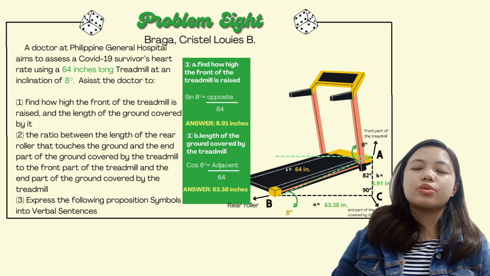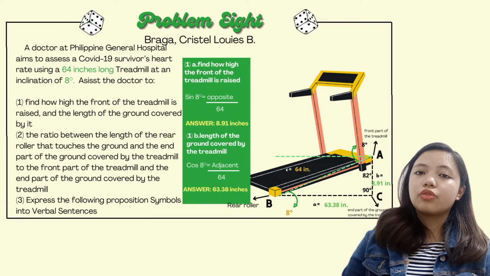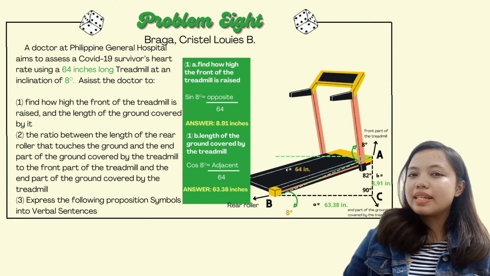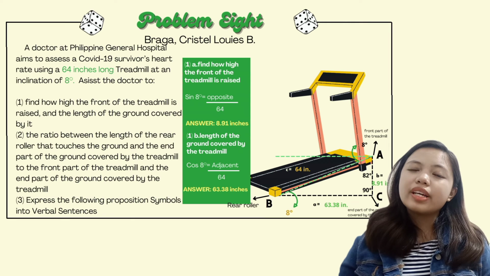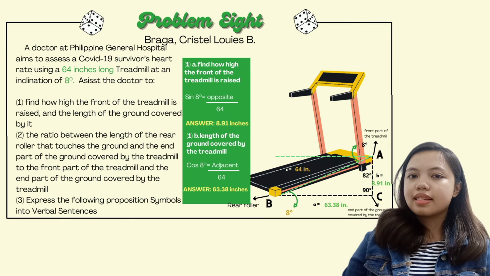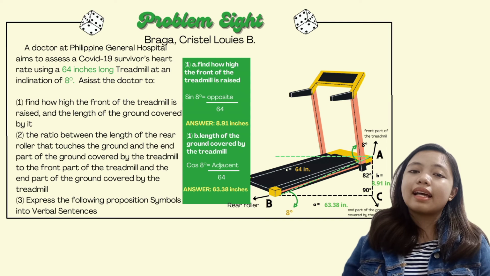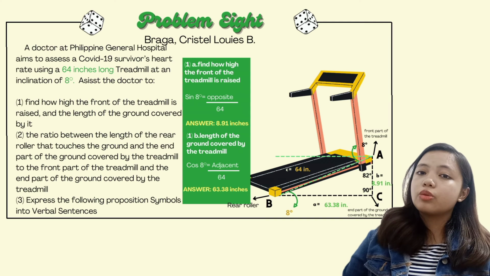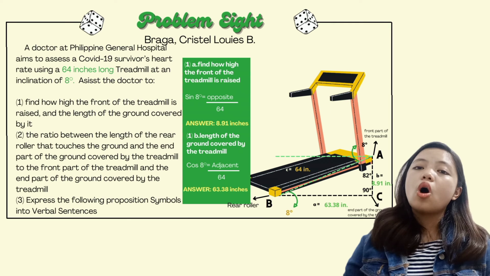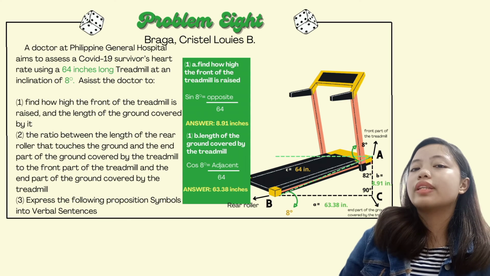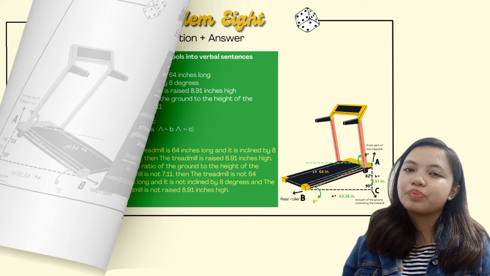In letter A, we will use the sine function, so it will be sine theta is equal to opposite over hypotenuse. So it will be sine 8 degrees is equal to opposite over 64, or equal to 8.91 inches. For letter B, we will use the cosine function, cosine theta is equal to adjacent over hypotenuse, or cosine 8 degrees is equal to adjacent over 64, or will be equal to 63.38 inches. And these are the other two sides of the triangle.